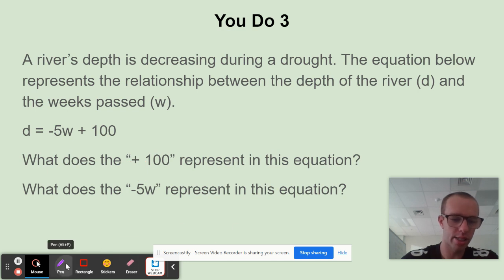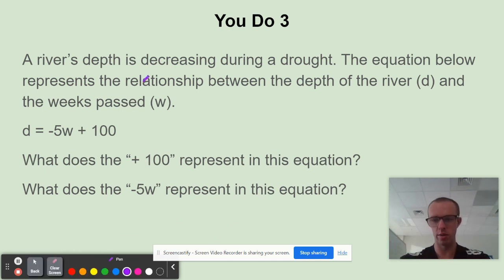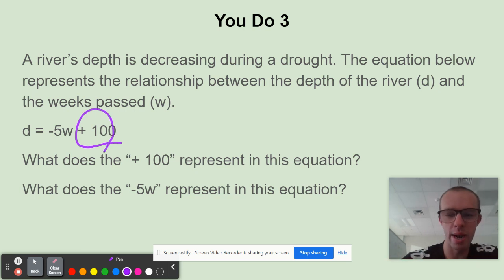All right, last question. Go ahead and do this you do on your own. Don't forget to do it on your own. That's the most important part. That's where the thinking happens. Okay, go ahead and unpause. A river's depth is decreasing during a drought. The equation represents a relationship between the depth of the river D and the weeks past W. So we have the equation D equals negative 5W plus 100. What does the plus 100 represent in this equation? Hopefully you got this. That's the starting depth of the river.